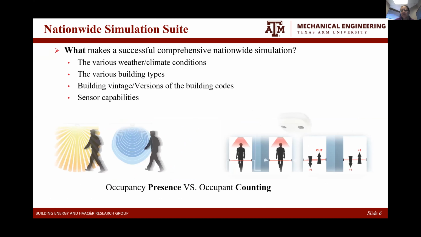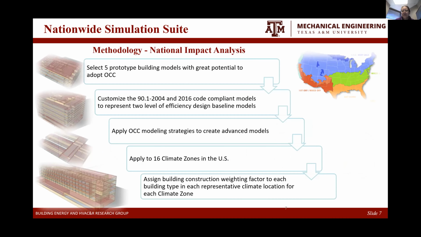There is the occupancy presence sensor, for which you can use PIR or acoustic sensors to detect whether the occupant is in the building or not. And there is another type of sensor called the occupant counting sensor. With counting sensors, you can understand exactly how many people are in a given room. And that's the methodology we are following. We first choose the five prototype building models with great potential to adopt occupant centric control.